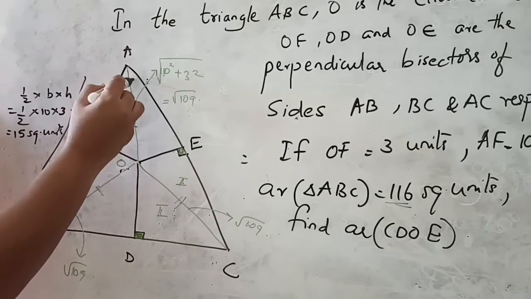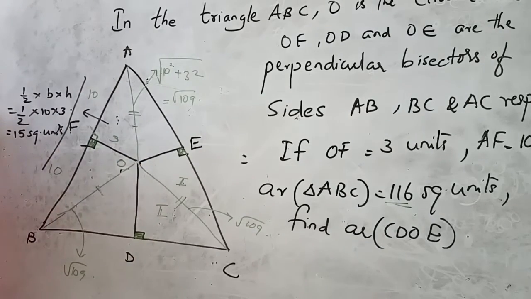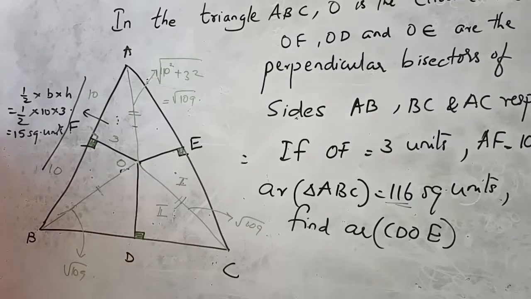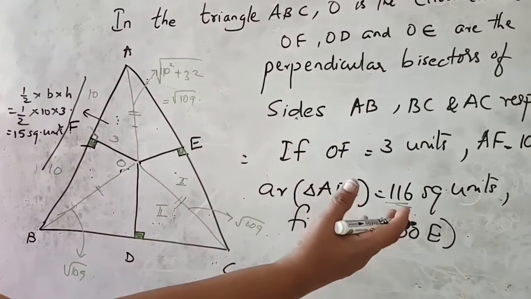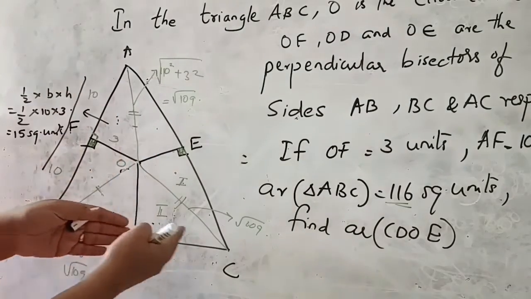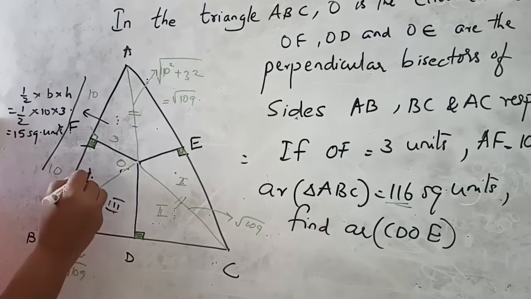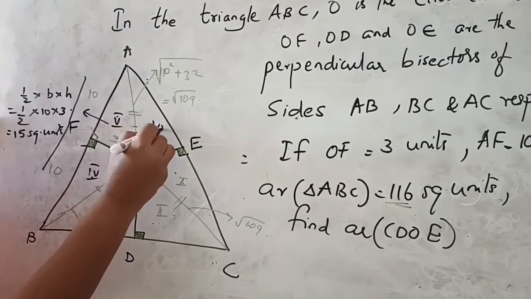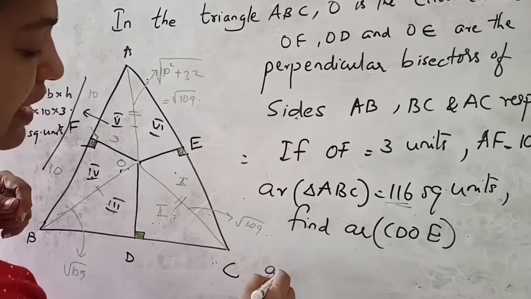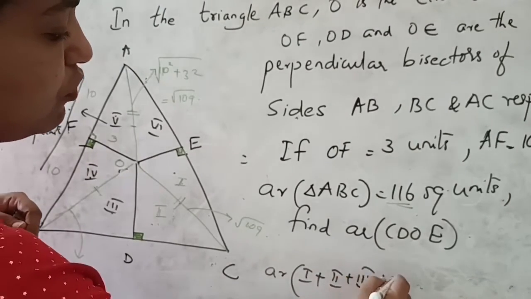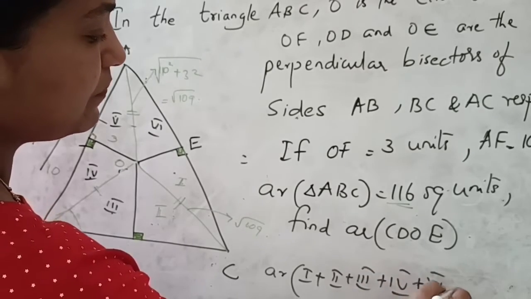Now, same will be the case of this triangle and this triangle. Right? Similar will be this and this triangle. So let us write it down. The area of the triangle ABC is given by the sum of all these small triangles. If I am writing, this is 1, this is 2, this is 3, this is 4, this is 5 and this is 6. So it will be the area of 1 plus 2 plus 3 plus 4 plus 5 plus 6.